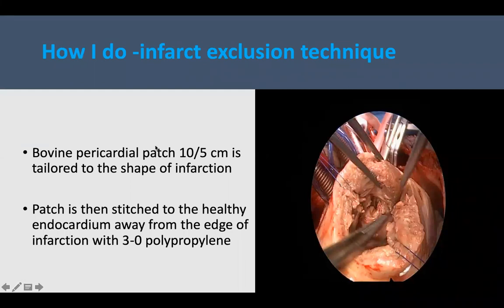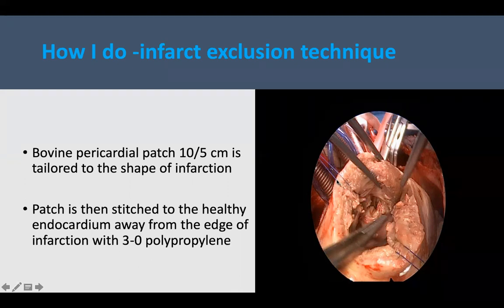The next step, I take a bovine pericardial patch. I take a big patch, which is available, 10 by 5 centimeters. I always take a big patch, then tailor it to the shape of the infarction. Usually it is oval in case of the anterior, maybe some more triangular or D-shaped in case of the posterior inferior VSR. The patch is then stitched to the healthy endocardium and healthy myocardium away from the edge of the infarction. So do not go to the necrotic. I usually use a Prolene suture.